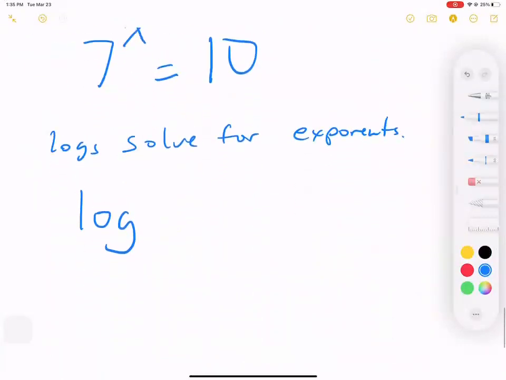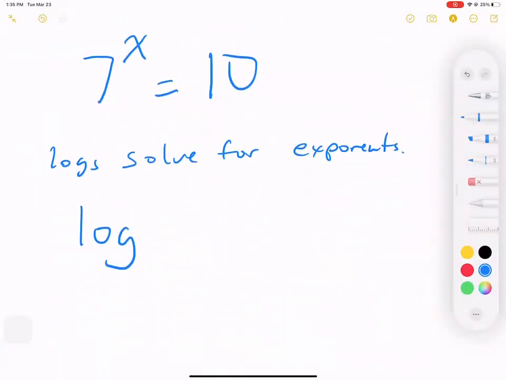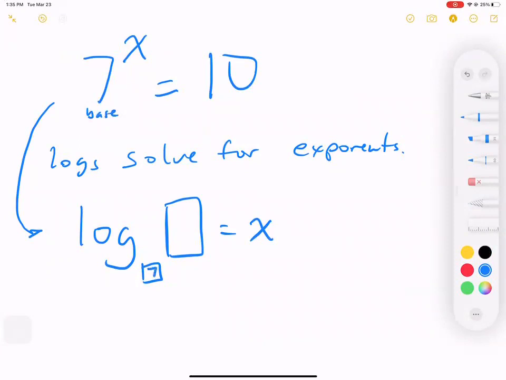So let's convert our exponents into our log form, please. What do I write here? I'll say this is equal to x. The base is 7. This is the base here, so we're going to write that on the bottom. The answer: 7 to what exponent is 10? I don't know what that is.